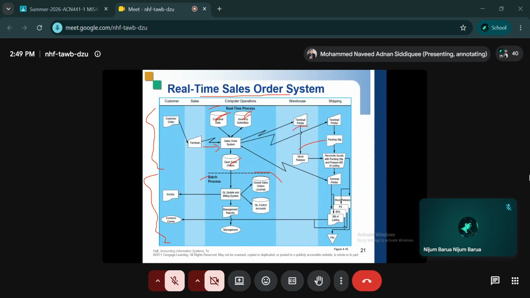But all of these are happening in batches. So for example, general ledger update and billing system, management reports, whatever reports are required which are prepared, these are happening in batches. So there are multiple transactions of the same type in a batch, and the batch transactions are executed together, right? And then the data files are updated. So as you can see, it shows the divide between the activities which happen in real time over here and the activities which happen in batches over here. Any questions?